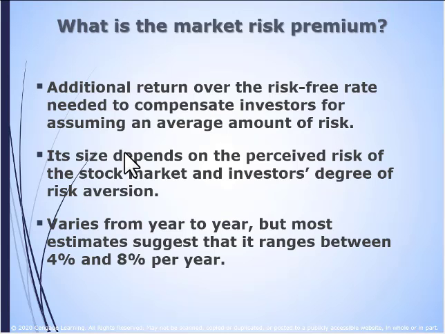So what is this market risk premium? Let's talk about it in a little more detail. It's the additional return over the risk-free rate to compensate you for the average amount of risk. When we multiply this by beta, it identifies the specific risk of this specific asset, and that measures the risk premium for the entire asset. This risk premium varies obviously from time to time. Most of the time, it ranges between 4 and 8%.